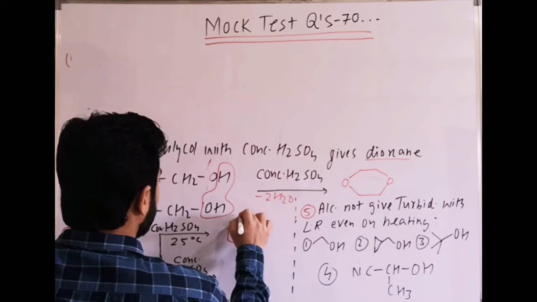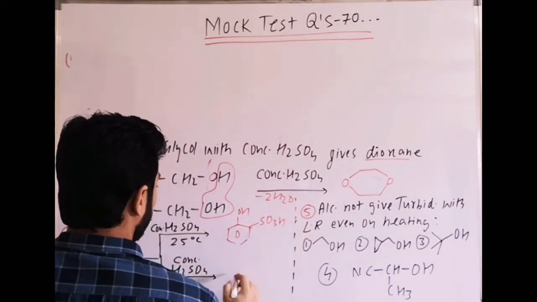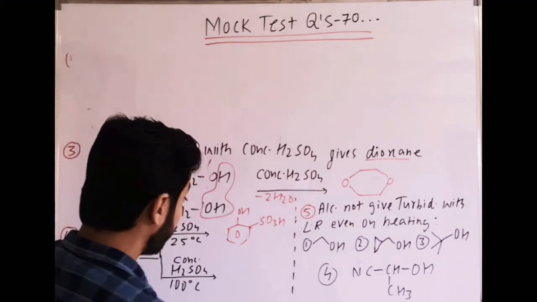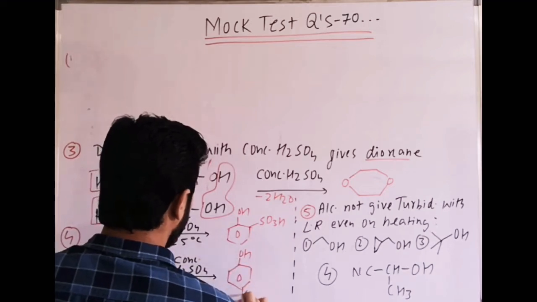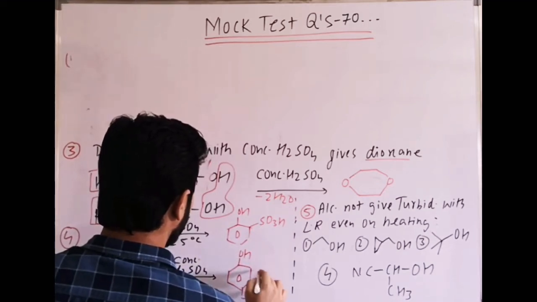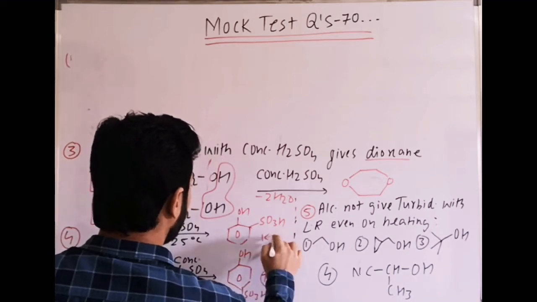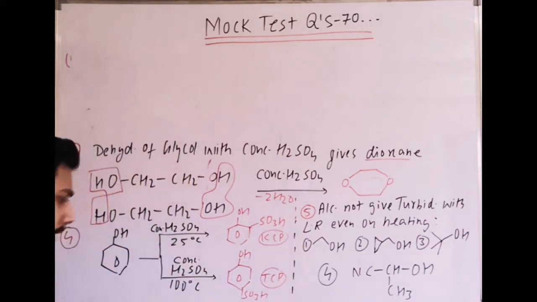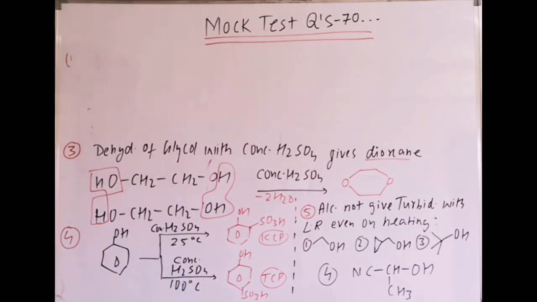At 25 degrees Celsius, it gives the ortho product as major, that is the kinetically controlled product, and at 100 degrees Celsius, the para product is major, with SO3H at the para position. So it is the thermodynamically controlled product, and the above one is the kinetically controlled product. I think this reaction is exactly covered in your notes, so you can refer to the notes if you have any doubt.